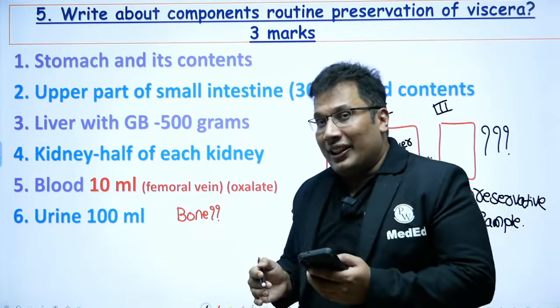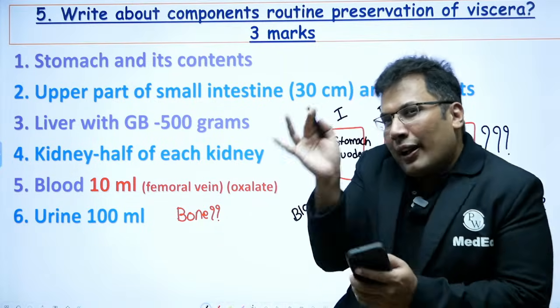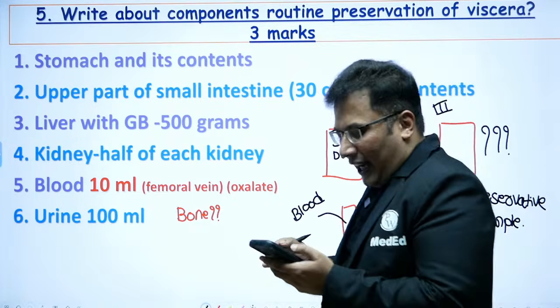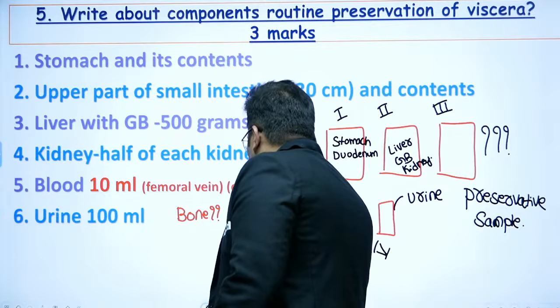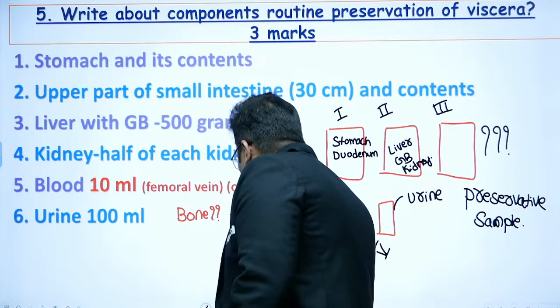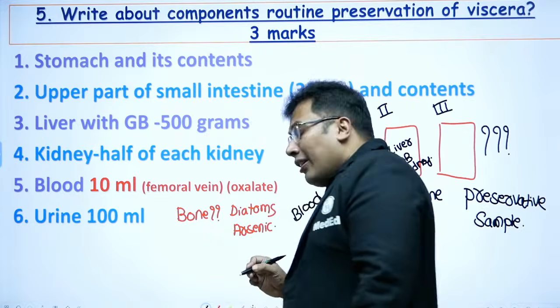So my question is, the bone is preserved in some condition. What is that condition where bone is preserved? Very good, especially in case of diatoms. Arsenic. Heavy metal poison.